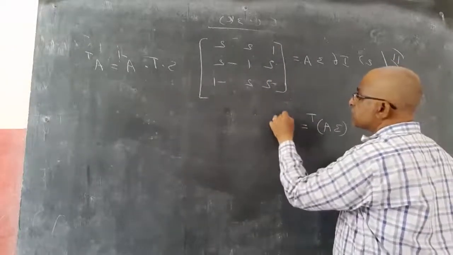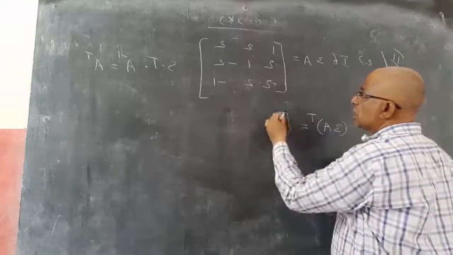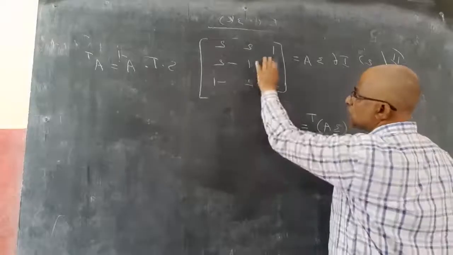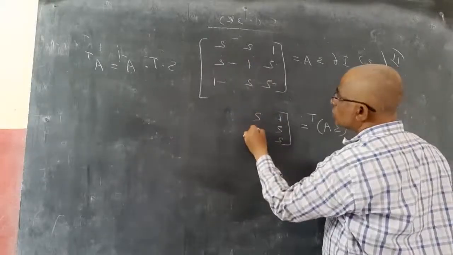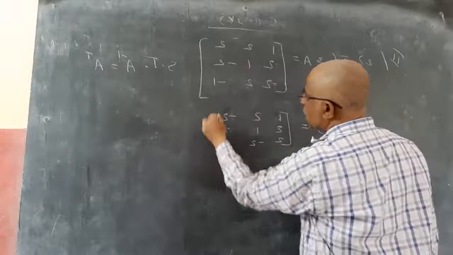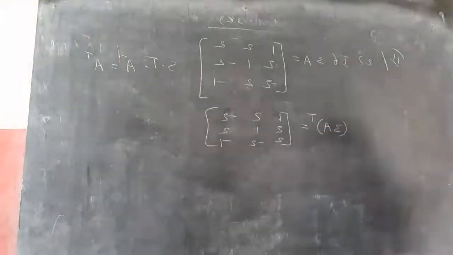So what is the transpose of this matrix? I will get 1, 2, 2. Just rows become columns: 2, 1, minus 2; minus 2, 2, minus 1. This is 3A transpose.